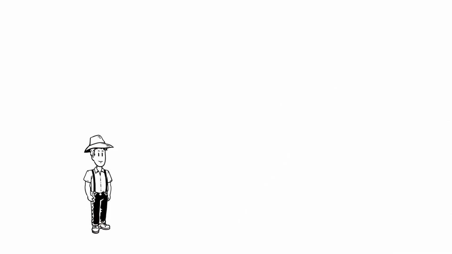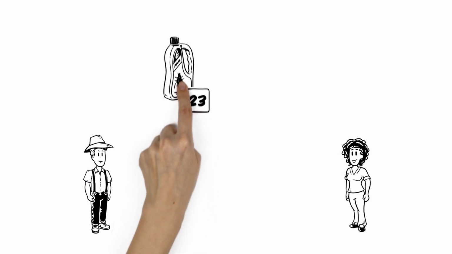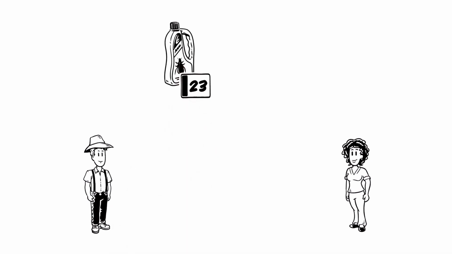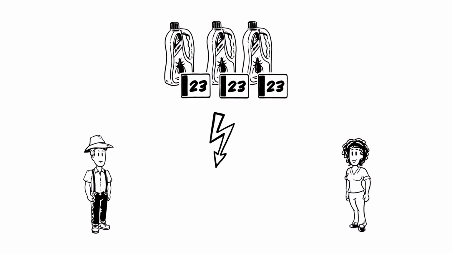So Bruno speaks to his local agriculture advisor, Anna. She explains that insecticides can work in different ways. They can have a different mode of action. Repeated use of the same insecticide leads to insects developing resistance against that mode of action, making them hard to control.